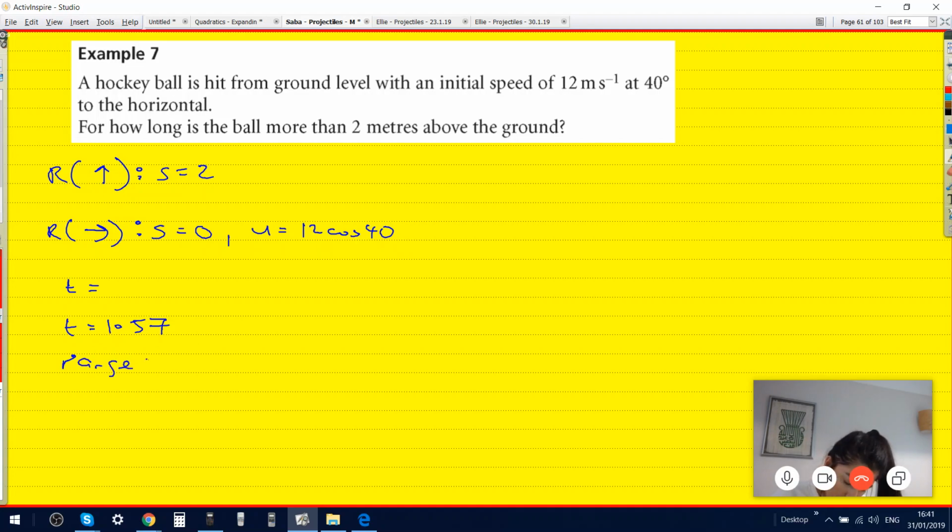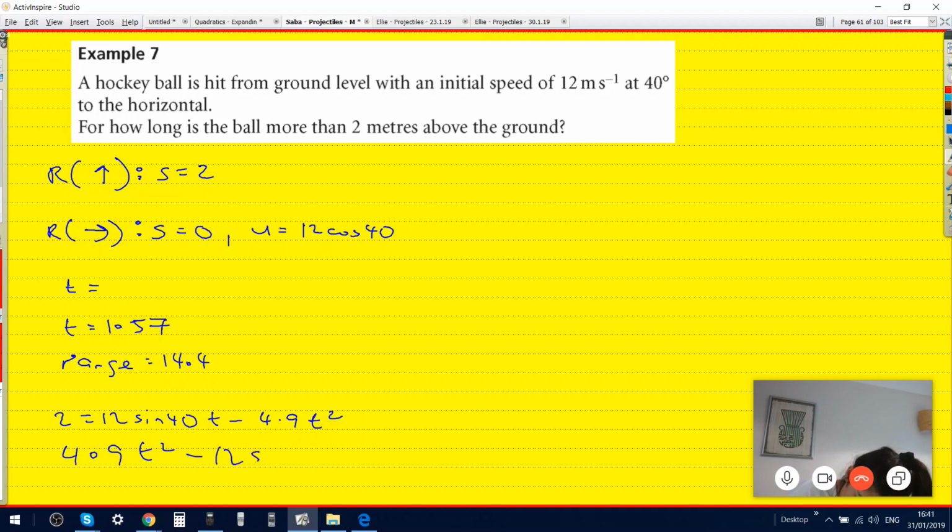Okay, so maximum height. So we do 2 equals 12 sine 40 t minus 4.9 t squared. Then we do minus the 2. Actually, I'm just going to put everything to the side. So we get 4.9 t squared minus 12 sine 40 t plus 2 equals 0. And then is t 1.57 or is t half of 1.57?